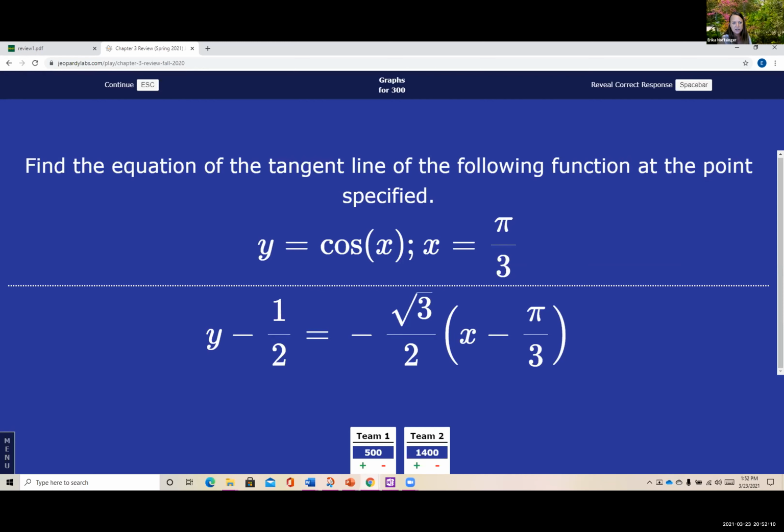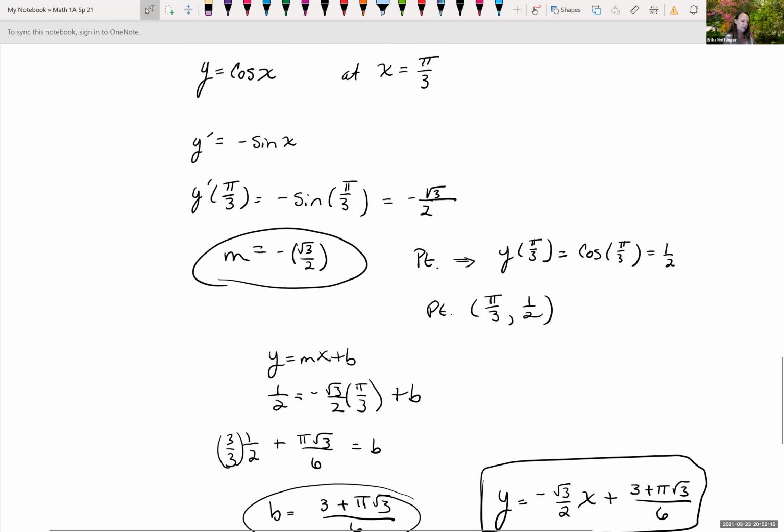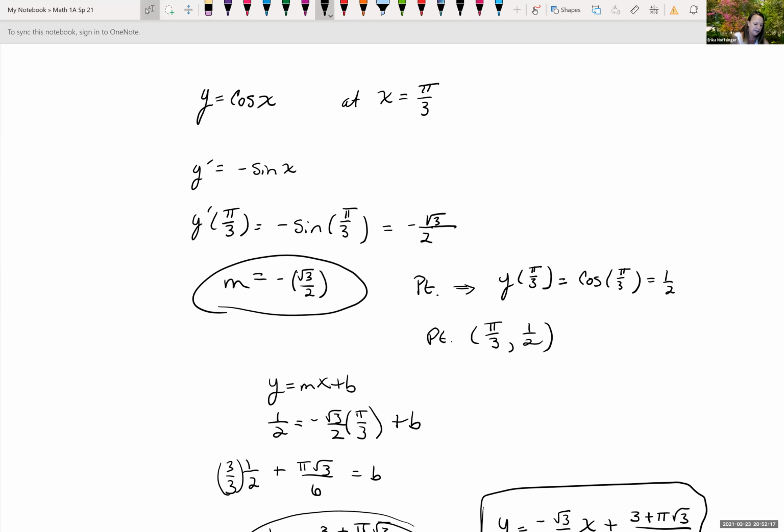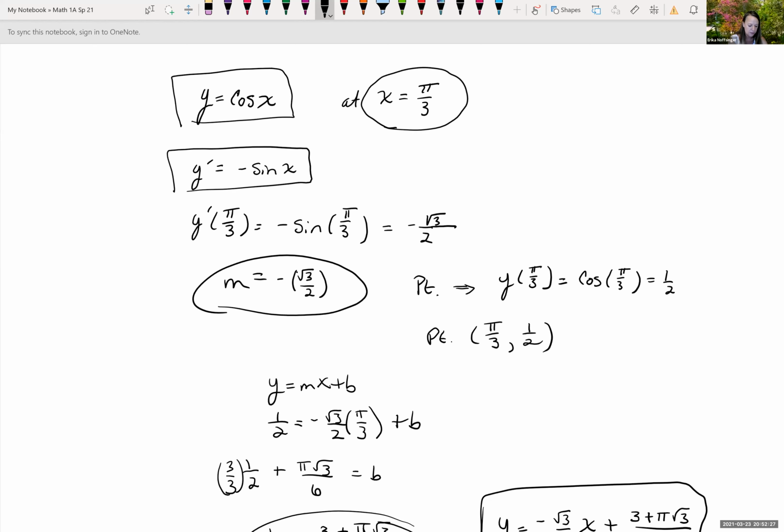I'm going to change my share. And so we want to take the derivative of cosine of x. Taking the derivative of cosine of x was negative sine of x. We needed to figure out what the slope was when x was pi thirds. So plug that in for x into the derivative. So we get negative sine of pi thirds. Well, I know sine of pi thirds is the equivalent to 60 degrees. Sine of 60 degrees is root 3 over 2. So we have minus in front root 3 over 2.